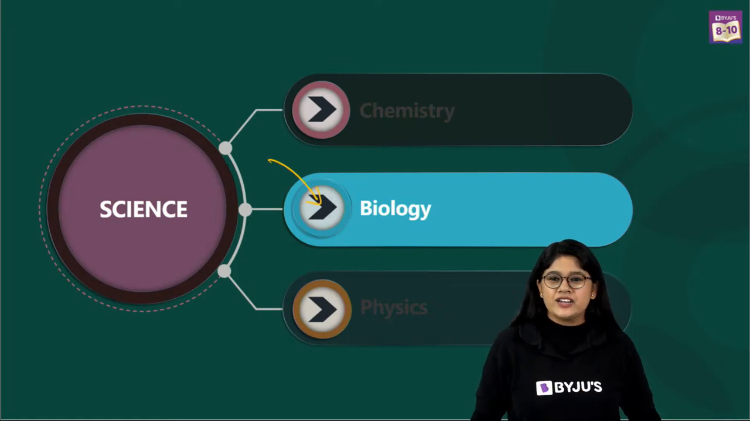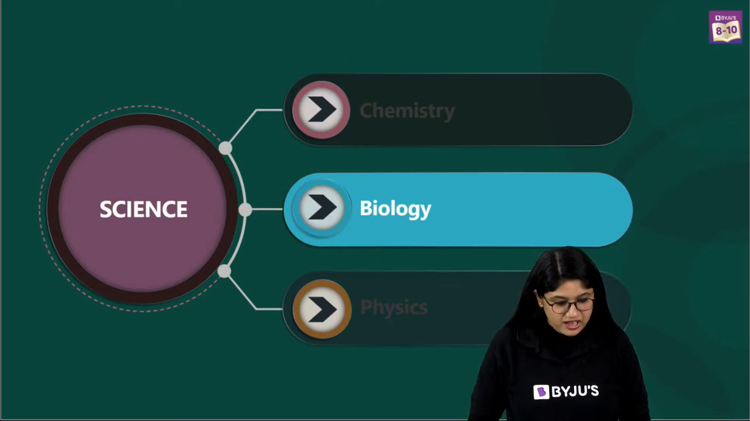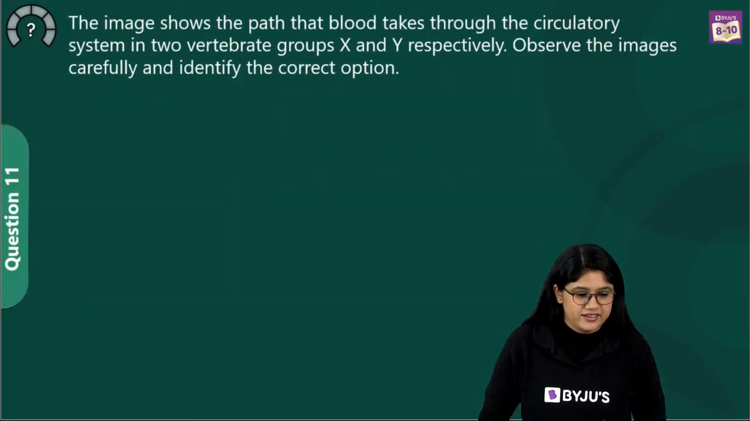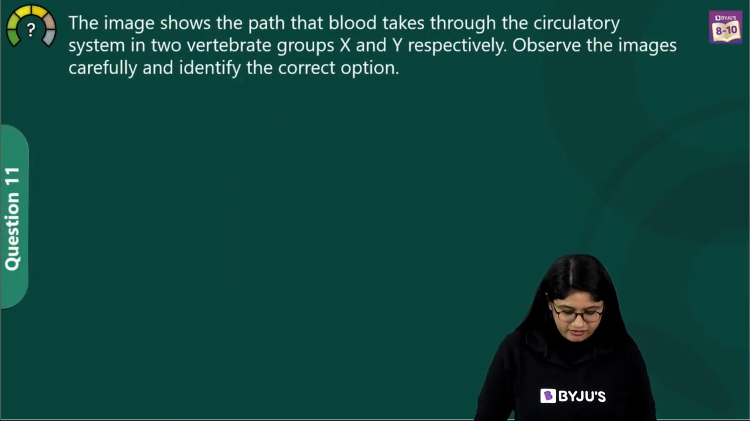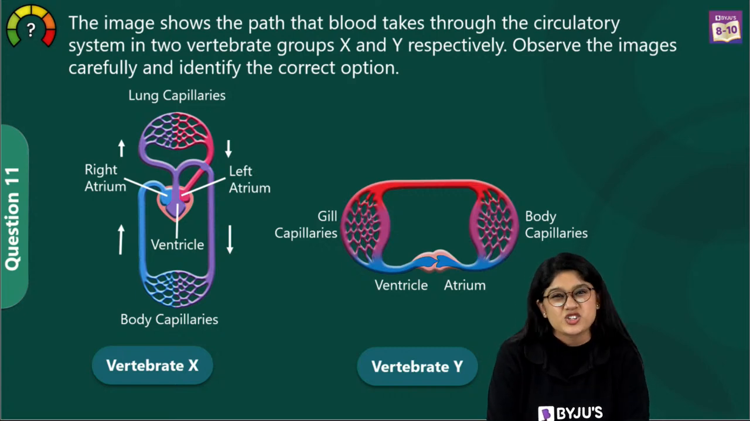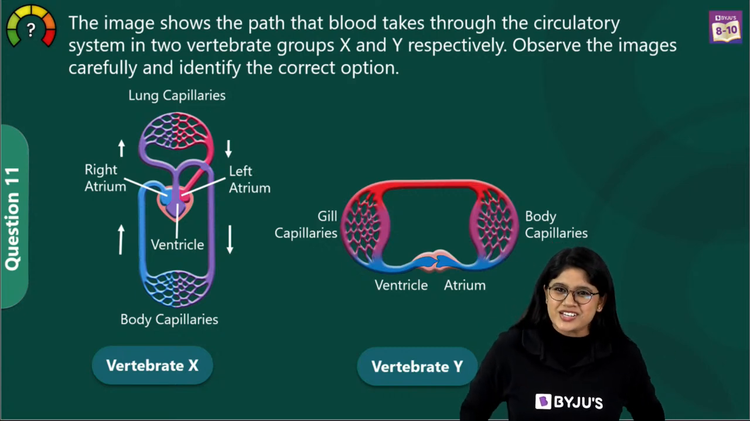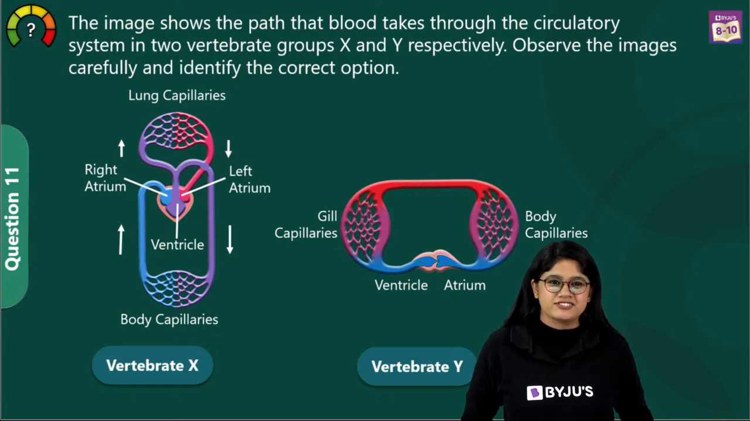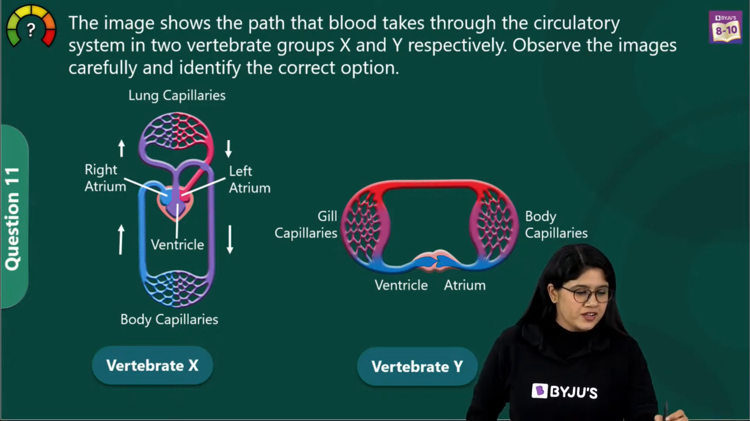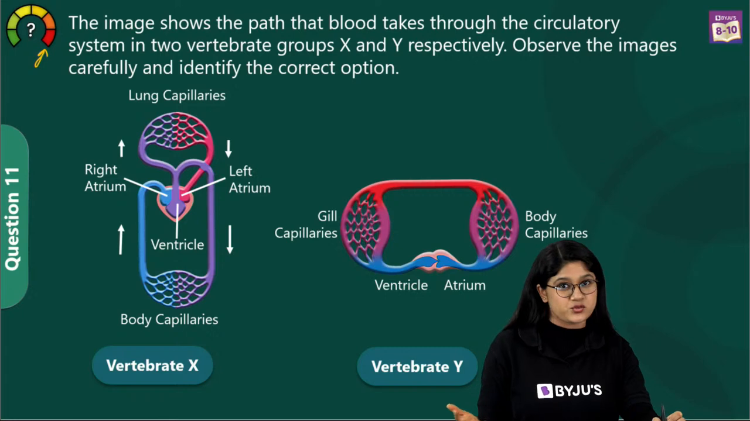Now let's start with the first question, and we have some difficult questions ahead. Over here we have this image, and it looks really very complicated. Just look at it. Bio is interesting. Bio is easy, but bio is never tough. It's a difficult question, but let's make it really very easy.